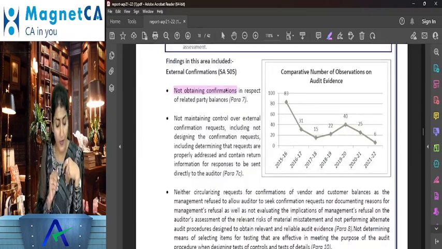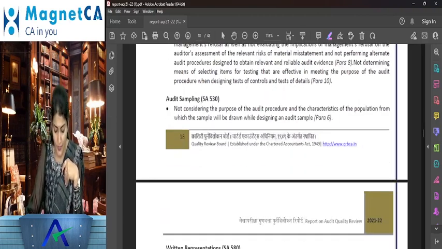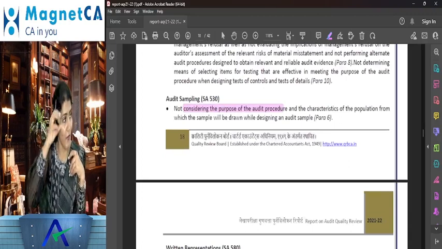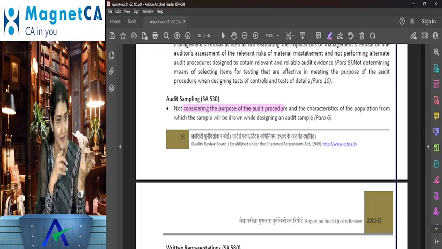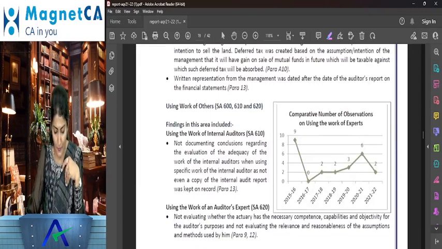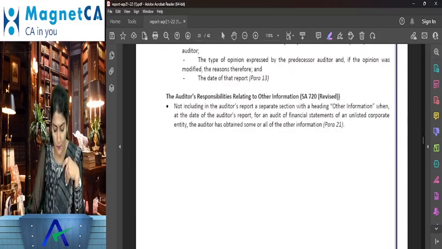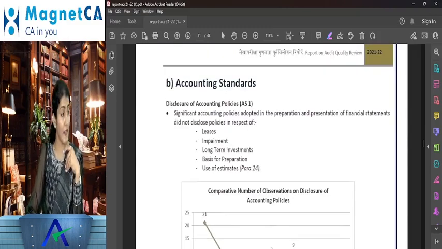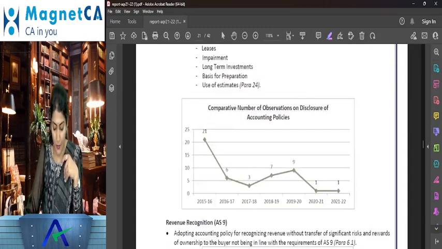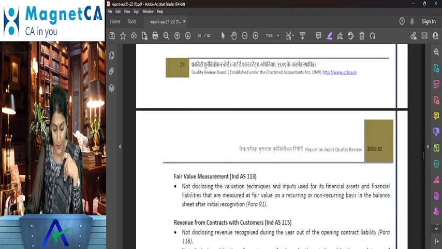They did not obtain the confirmation for the related party, did not maintain the control over the confirmation request. Then they did not consider the purpose of the audit procedure. So if you look at this report also, you revise all the auditing standards. You understand? All the auditing standards which have not been complied with by the firms. Then they talk about the 600 series, internal auditors, expert. Then they talk about the audit conclusions and the reporting, right? The audit conclusion. Then they talk about the accounting standards. So AS1, right? Then AS9, right? Then the AS15 and so Ind AS, operating segments.